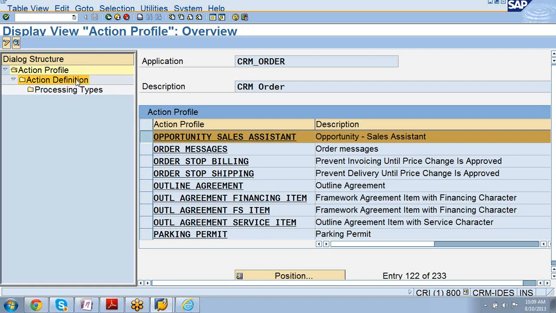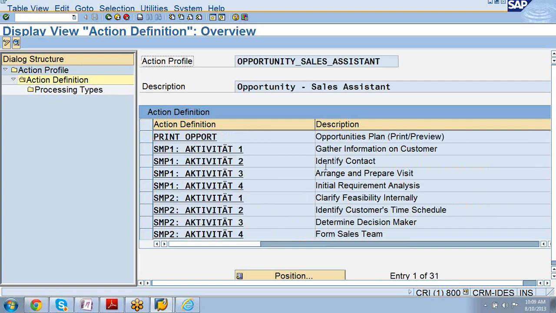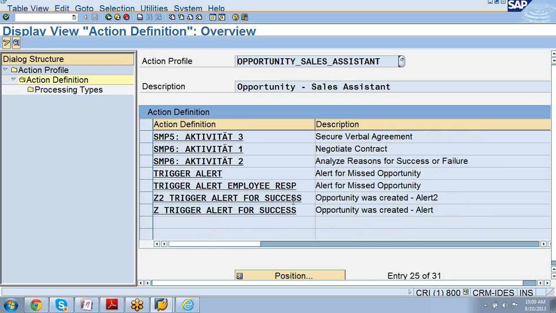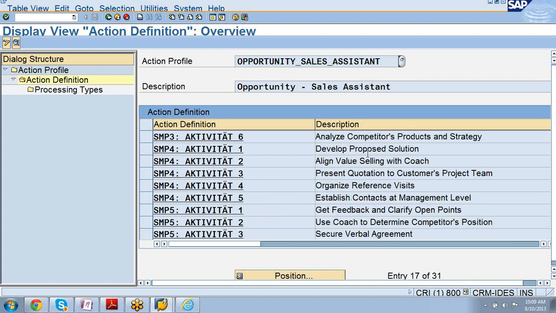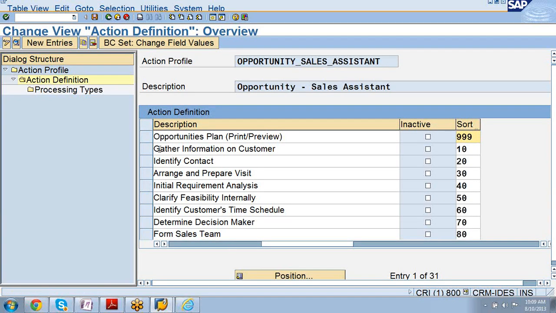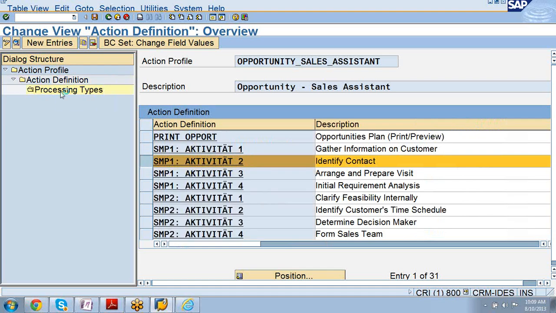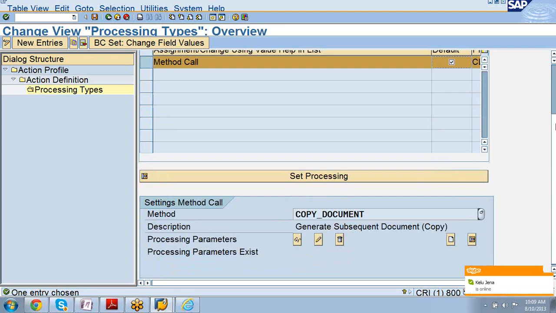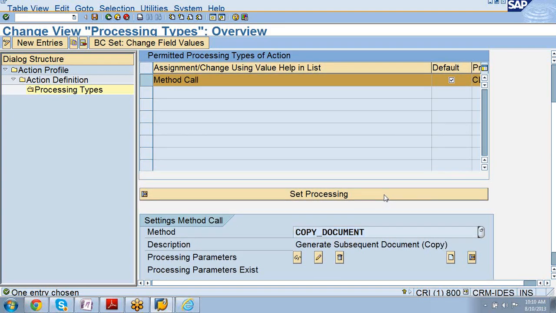Here it is. The actions, you can see this: identify contact, form sales team, create business case. So these are the action definitions which you can see: develop proposed solution. So we will see what this copy document is. This action says as soon as you run it, it will copy the document from a lead to an opportunity.